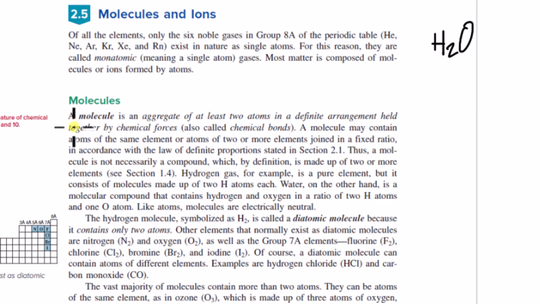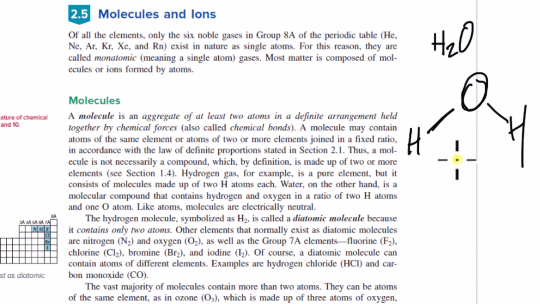A molecule is an aggregate of at least 2 atoms in a definite arrangement held together by chemical forces, also called chemical bonds. So you'll be able to identify these distinct bundles of atoms clearly. If you zoomed in on water and looked at it in the solid, liquid, gas state, you'll be able to clearly identify, well, look, I can see these trios of elements grouped together, with one oxygen and 2 H's, clearly.